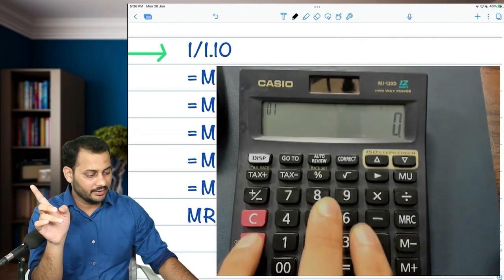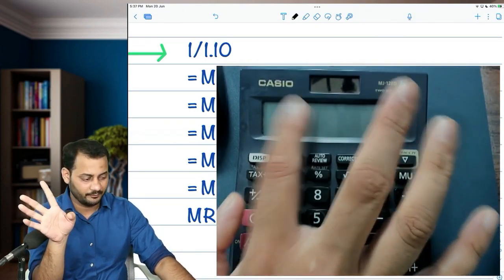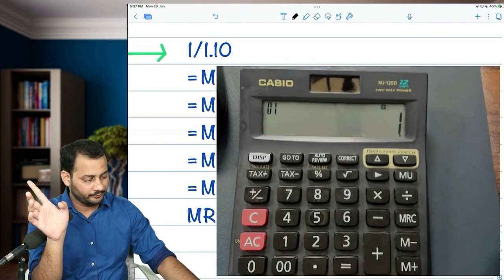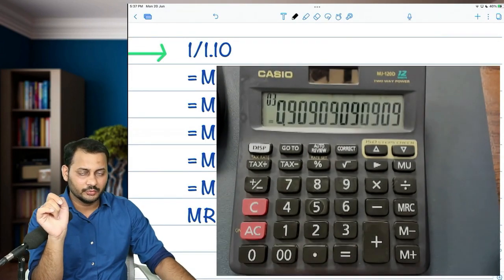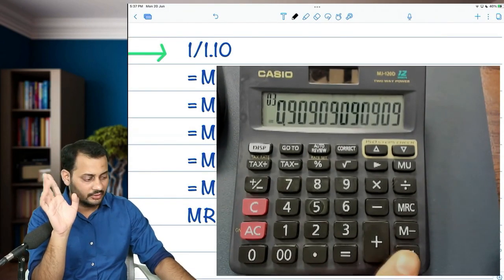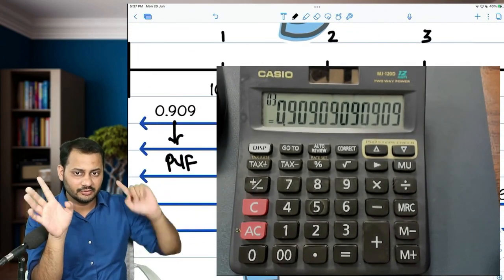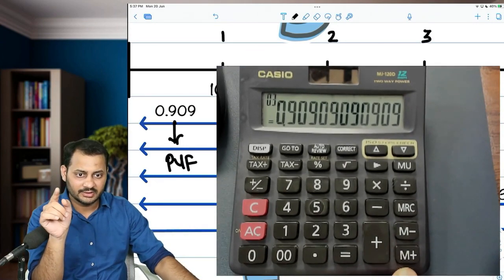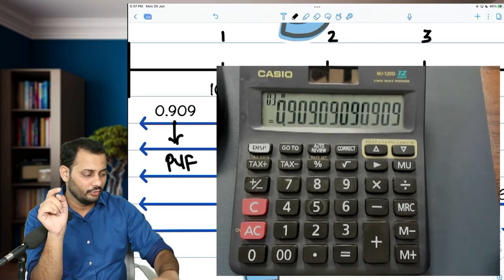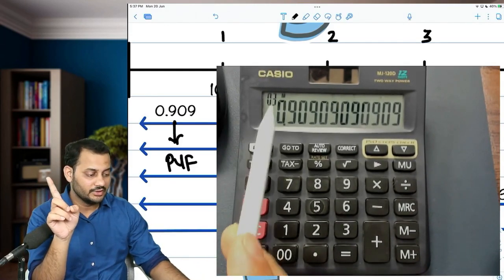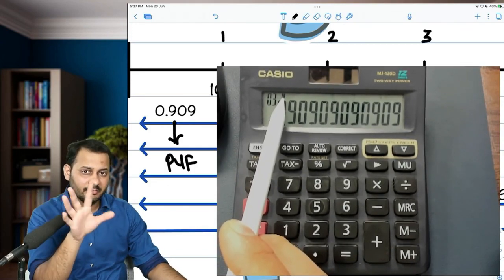Make sure that memory is clear. Before starting, there should not be an M or anything out here. Now 1 divided by 1.1. Okay. Press equals, that is 0.909. This is the first year factor. I will show it to you here. That is 0.909, and then add it to the memory. This is the memory plus button here. What we have done is added it to the memory. The moment you press M plus once, you will see this M character here. That means the memory is being added.